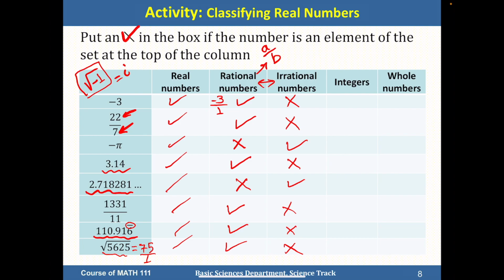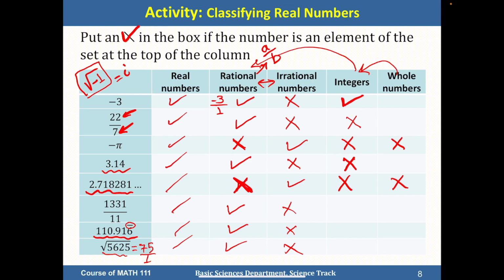Okay. Now let's check the integers. Of course, if the number is not rational, it will not be an integer. So since here x, also here x, and also the whole is not. Because as you know, the whole numbers are a subset of the integers, and the integers are a subset of the rational numbers. So if the number is not rational, it will not be an integer or whole. Now let's see if -3 is an integer. Yes, it is an integer because the integers are the negatives and the positives of the natural numbers and also 0. 22 over 7 is not an integer because 22 is not divisible by 7.